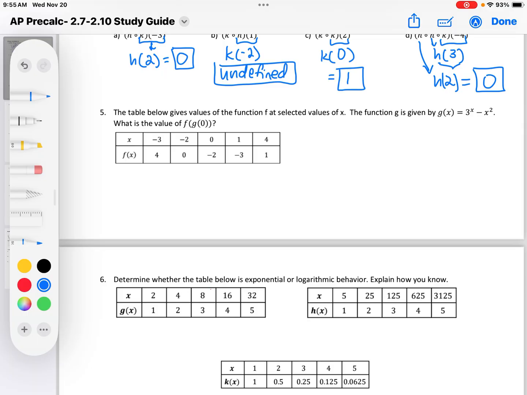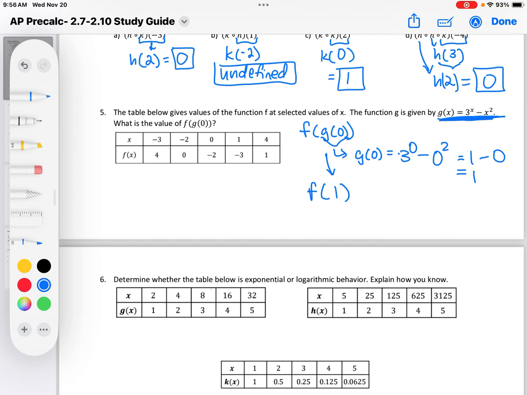On the next one, f of x is the table and g of x is this equation, and they want us to find f of g of 0. Okay, so first we need to figure out g of 0. So g of 0 means I take my equation, this right here, and I plug in 0 for the x's. 0 squared is 0, so that gives me 1. Okay, so that means my output for that is 1. So now I find f of 1. F of 1, I use my table, and I get -3.